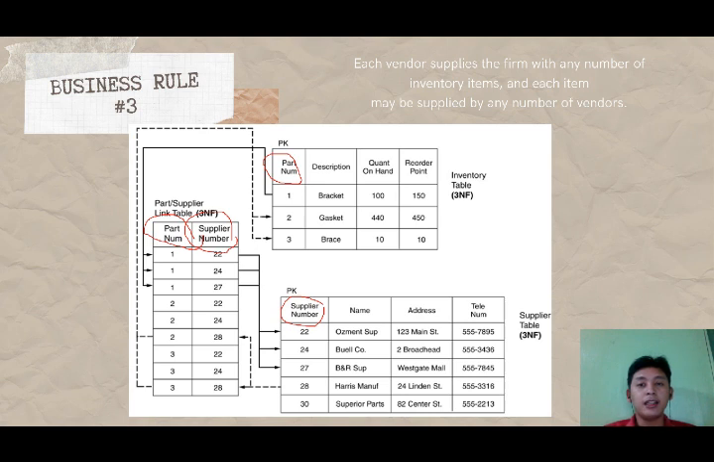The reason for creating such a link table is because embedding a primary key to the other table is impossible, and the logic with that is the same as with business rule number 2. Because the vendor supplies the firm with any number of items, and each item may be supplied by any vendor, then it will really result in data redundancy if we did not use any link tables.